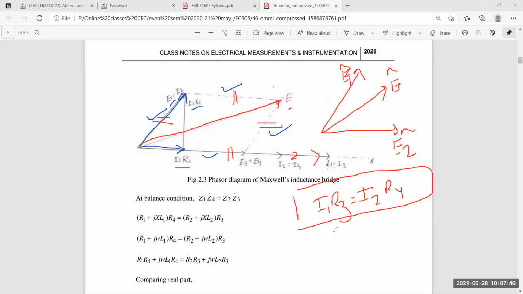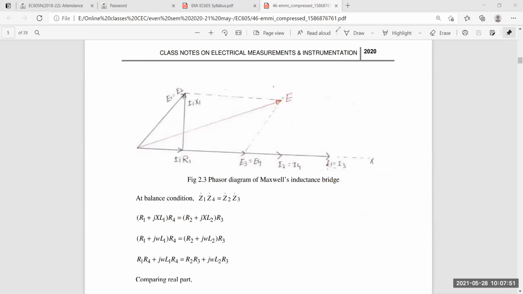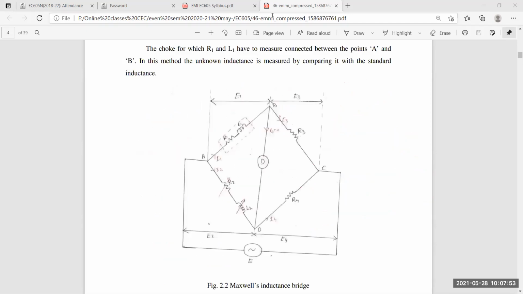Now let us come to the derivation part. First of all, you need to know what are the impedances of your four arms. Can you tell me what is the impedance of the Z1 arm? Come to Z1 first. What is my Z1? My Z1 will be this one. So Z1, according to me, will be Rx plus j omega Lx. If I'm wrong, then tell me. I think this is clear.